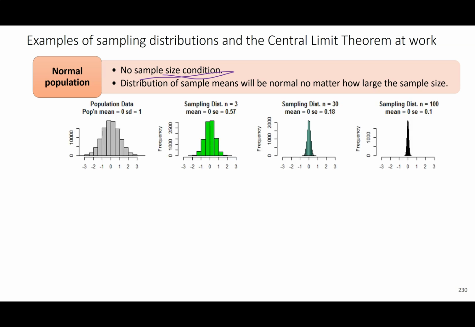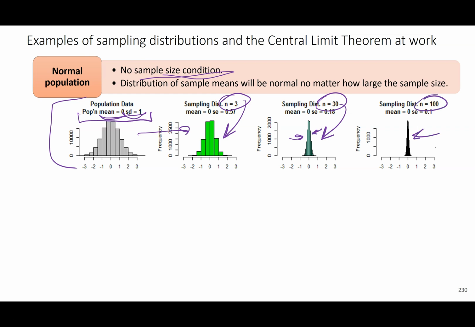So here, my population is the standard normal distribution, right? So it's a normal distribution with a mean of 0 and a standard deviation of 1. If you take samples of 3, all the unique samples of 3, and you average them, that looks pretty normal. If I up it to 30, it looks pretty normal, but narrower. If I take 100, it's normal, but even narrower, right? Because they're all centered at 0, where the population is centered.